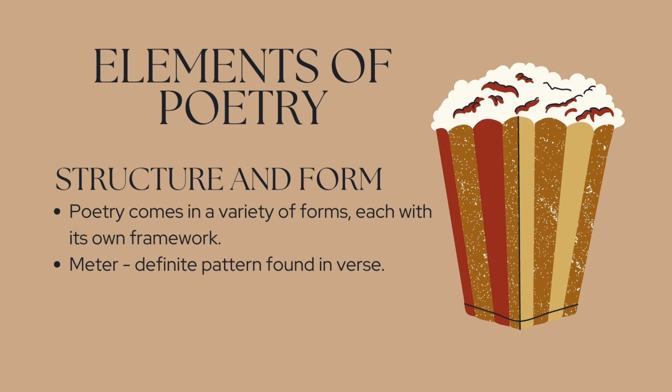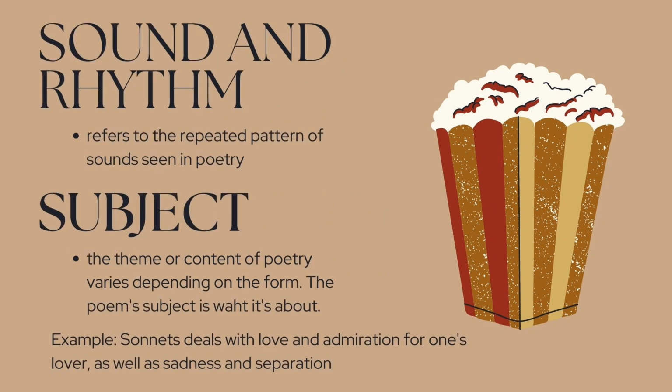Next one is the meter. Meter defines the pattern found in words. Next slide, please. So next is sound and rhythm. Rhyme refers to the repeated pattern of sound seen in poetry. They are utilized in order to strengthen a pattern or rhyming scheme. The various rhyme systems are an important aspect in various poetry genres such as ballads, sonnets, and couplets.